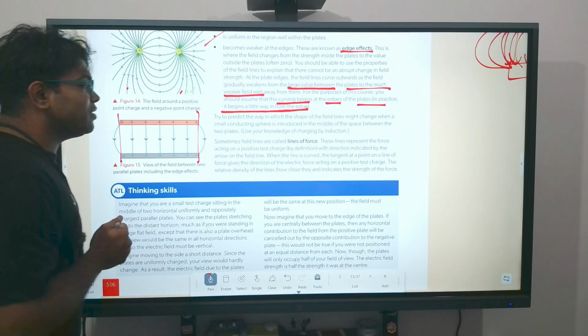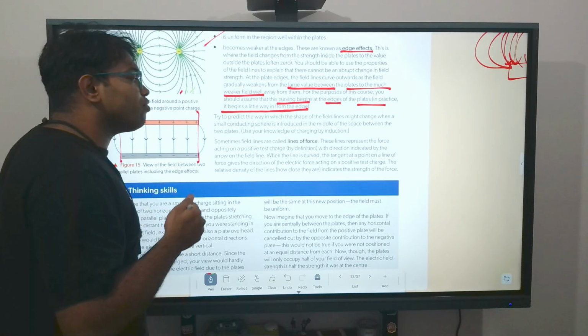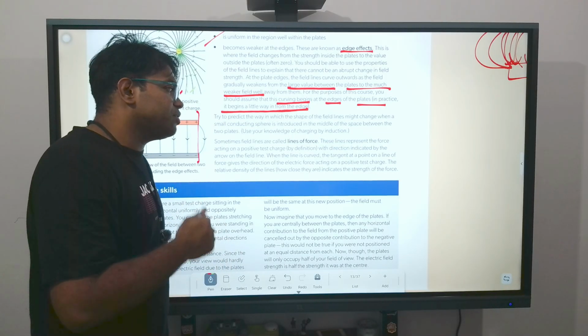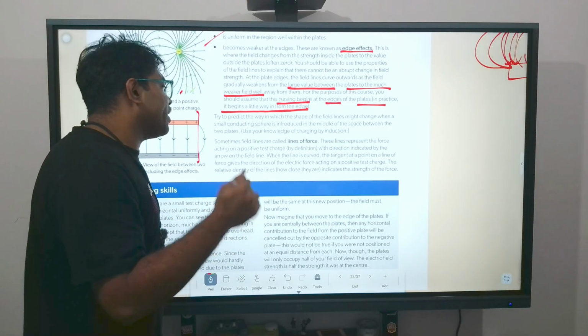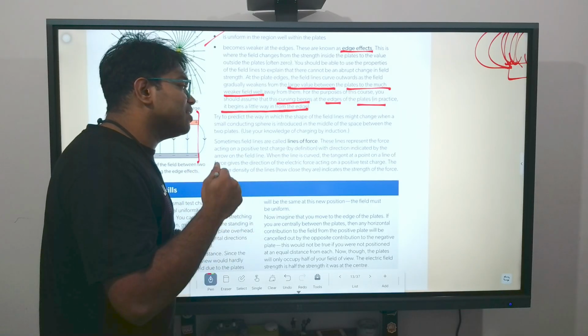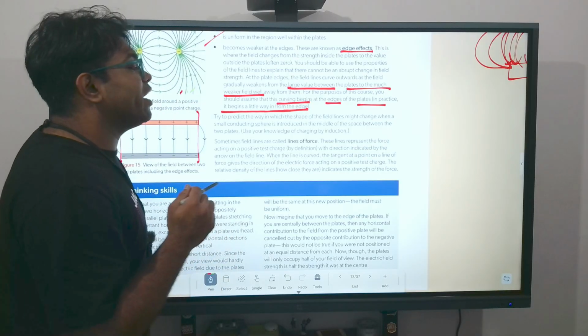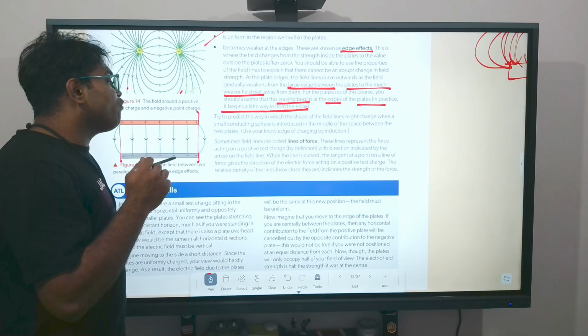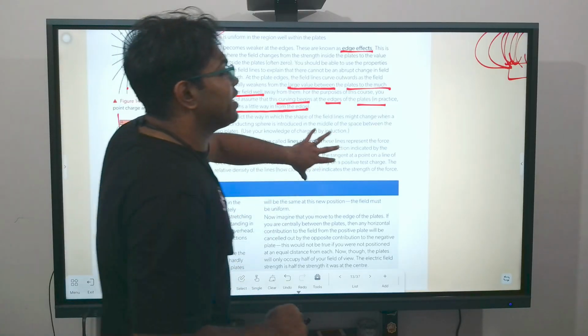Sometimes field lines are called lines of forces. These lines represent the force acting on a positive test charge, by definition, with direction indicated by the arrow on the field line. When the line is curved, the tangent at that point on the line of force gives the direction of the electric field line.